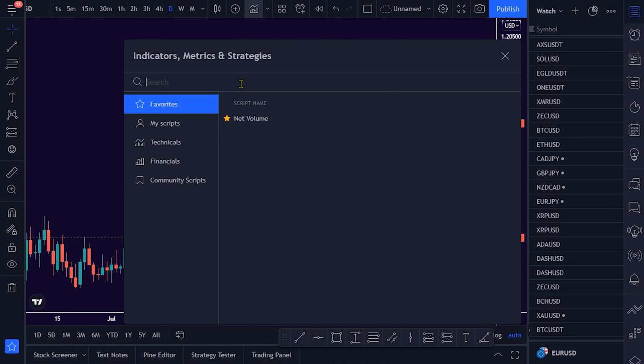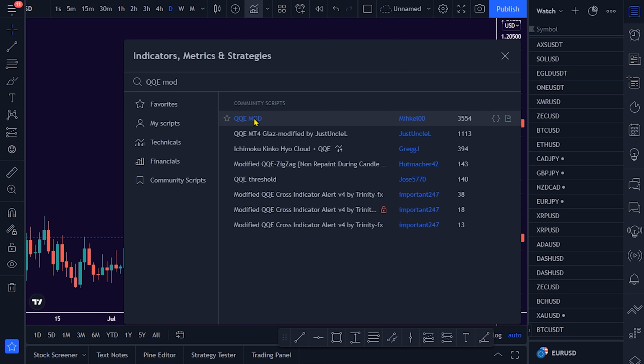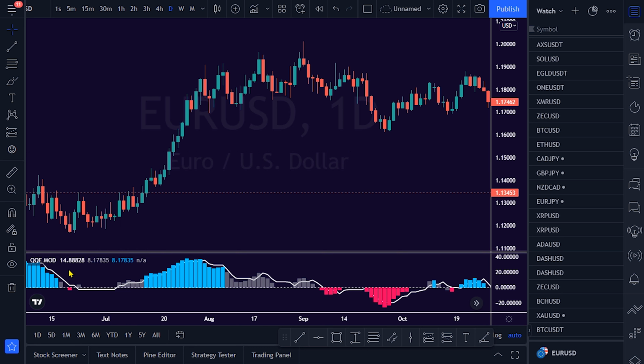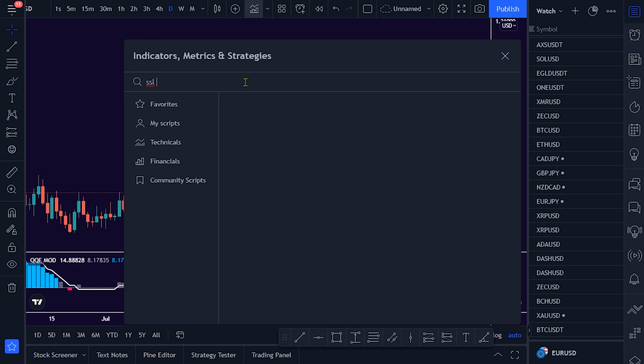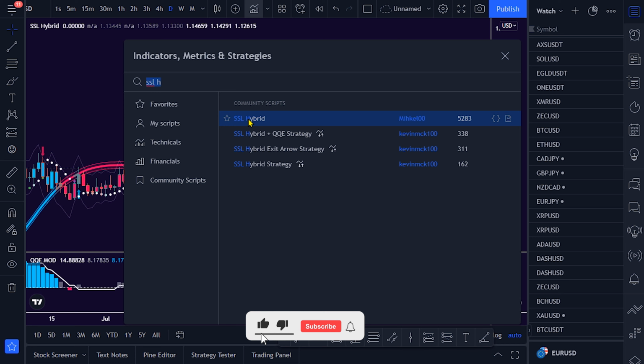The first is the QQE mod. Let's add this indicator to our trading chart. This is the QQE mod at the bottom of our trading chart. The second is the SSL hybrid.